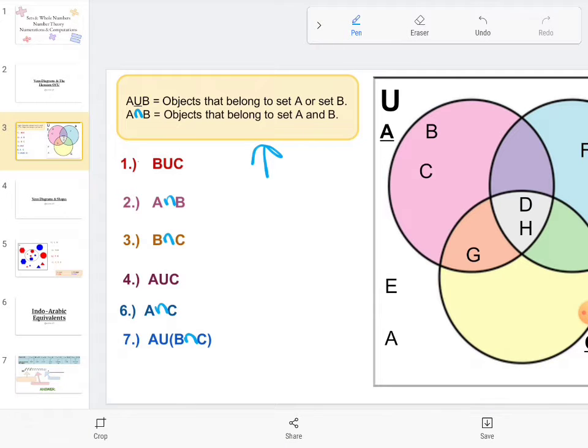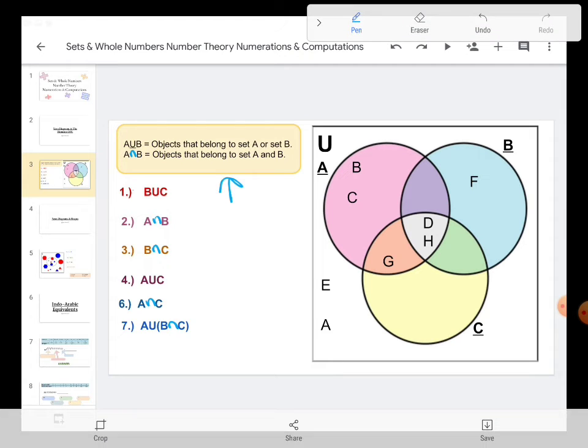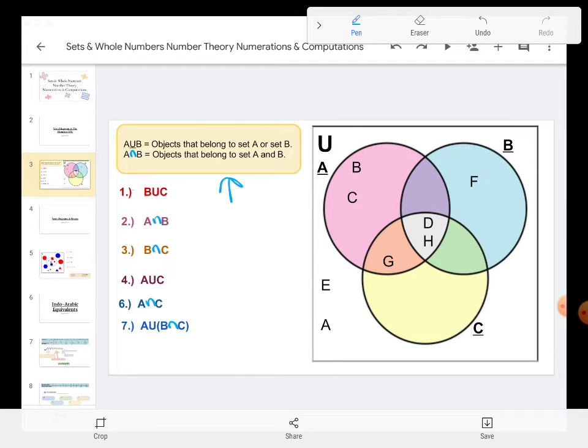We'll start out with A union B, which means objects that belong to set A or set B. As a quick example, if we look at our Venn diagram and at circles A and B, we want to find the objects that belong to set A or set B, which means we don't want anything shared between them, because those shared letters are going to be the AND part of the notes, which we'll go over in just a minute. It might sound a little confusing right now.